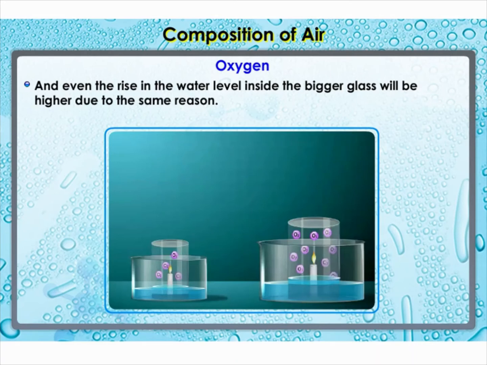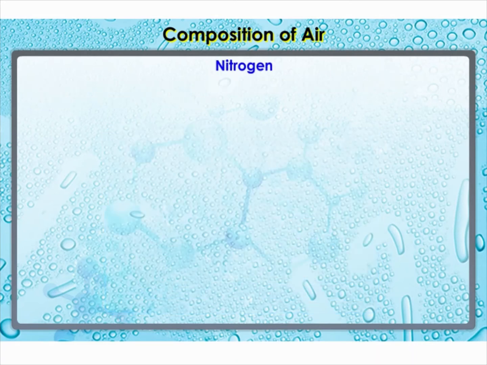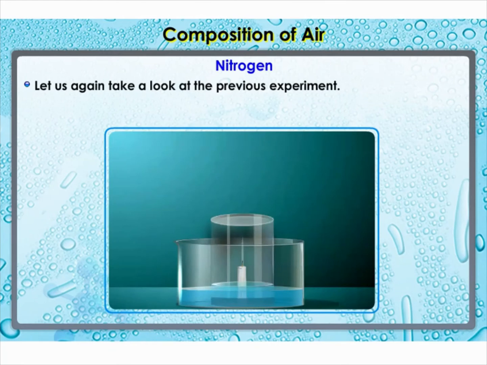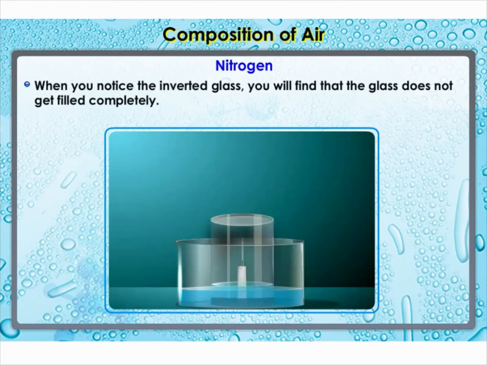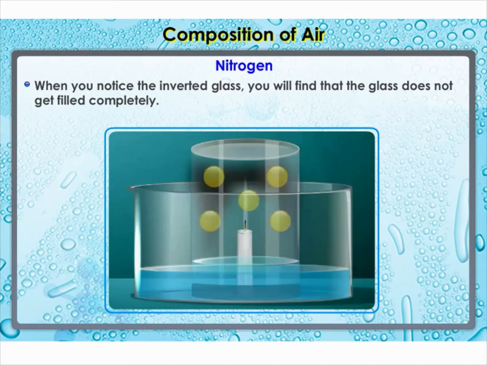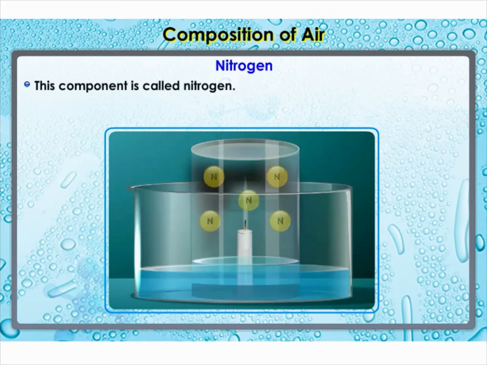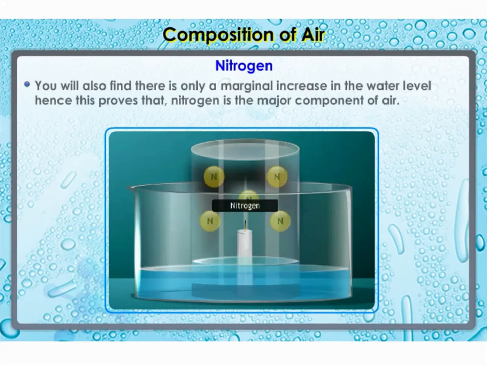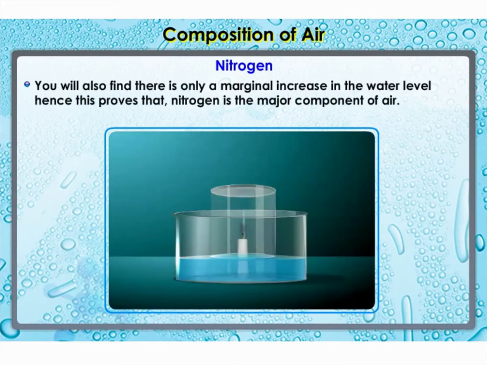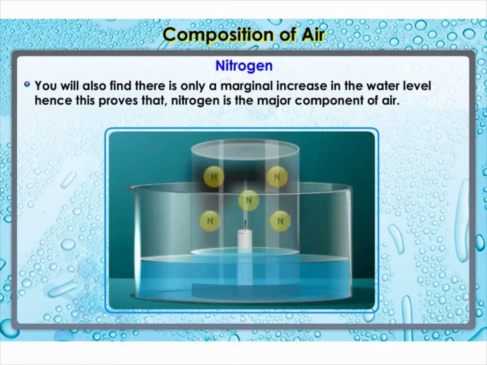Nitrogen. Let us again take a look at the previous experiment. When you notice the inverted glass, you will find that the glass does not get filled completely. This reveals there is another component present in the air that does not support the burning of the candle. This component is called nitrogen. You will also find there is only a marginal increase in the water level. Hence, this proves that nitrogen is the major component of air.